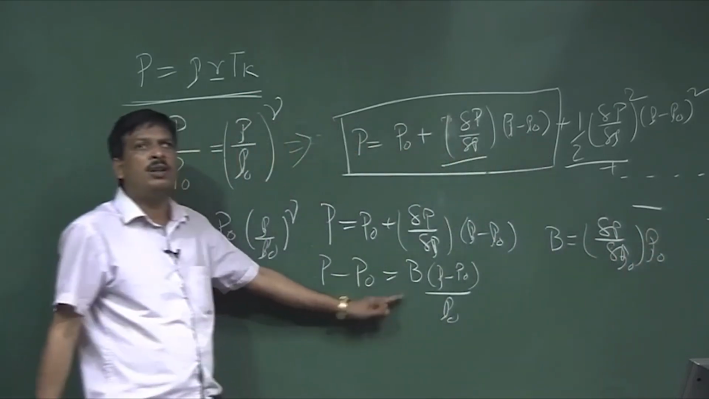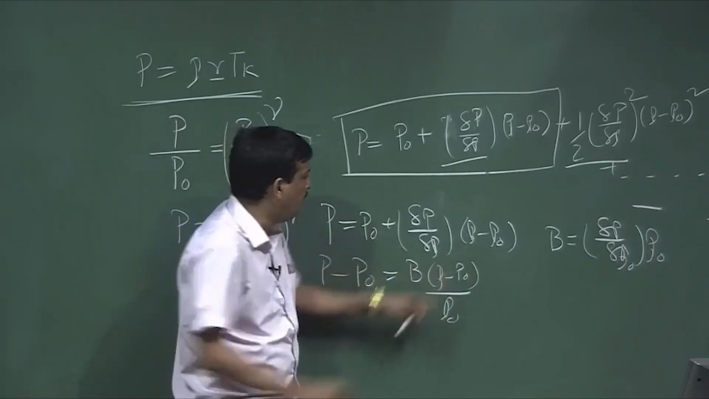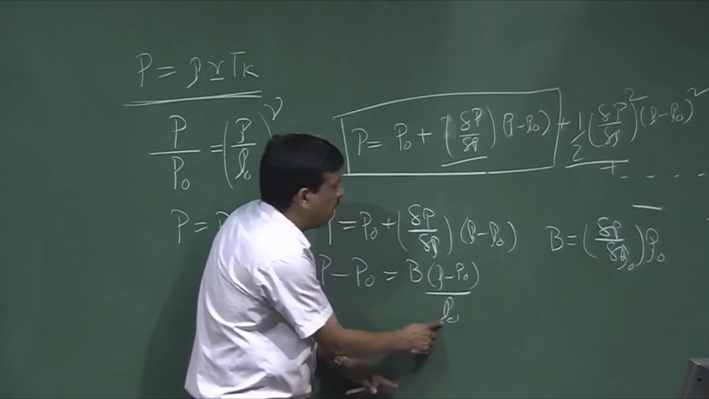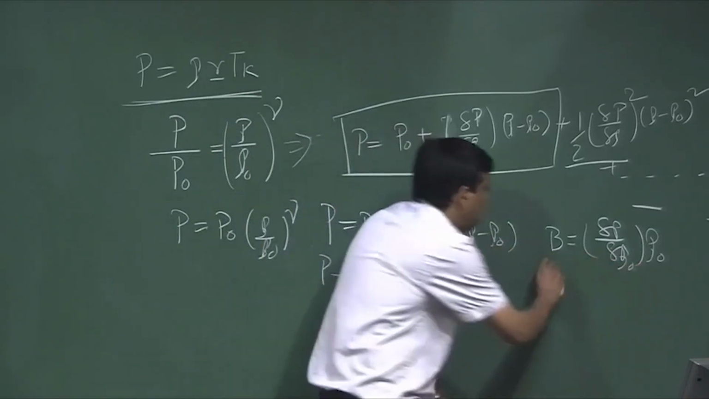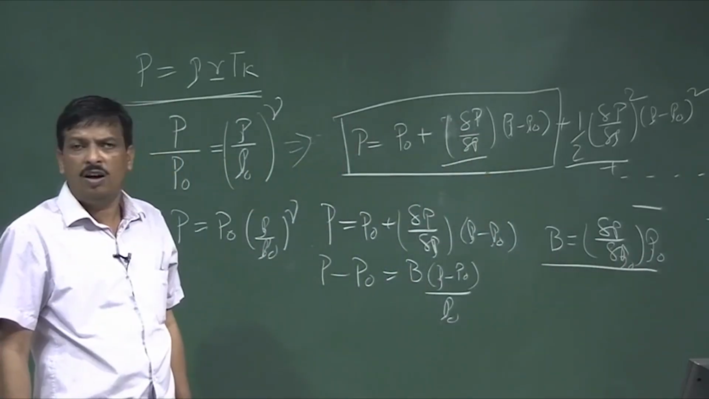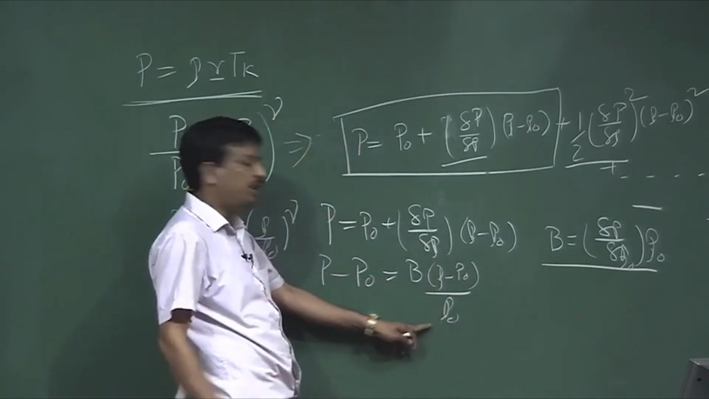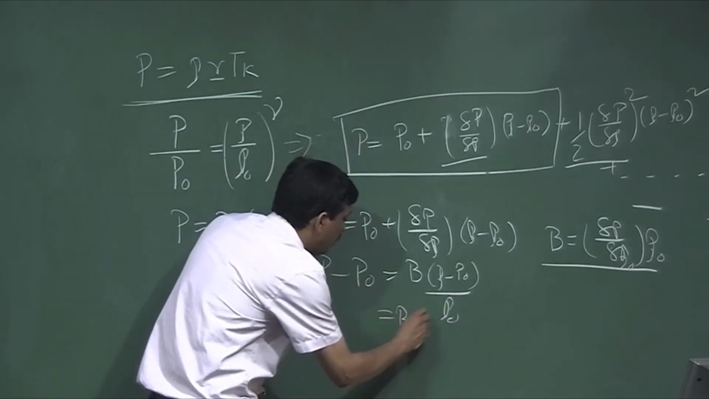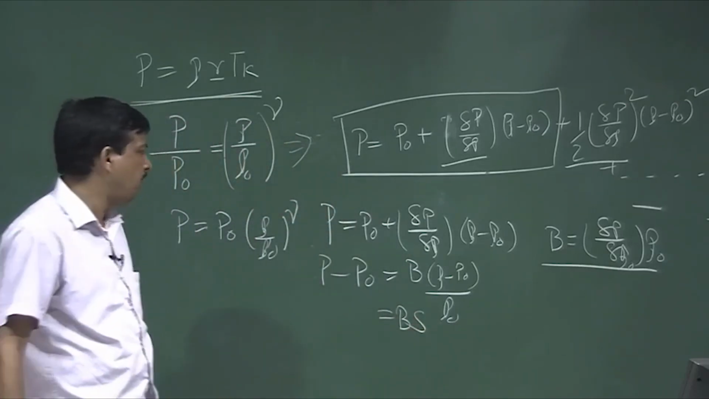Del P by del rho into rho 0, because I am considering B into rho minus rho 0, so I am dividing with rho 0, so it will be multiplied by rho 0. Okay. So B is called bulk modulus, and rho minus rho 0 divided by rho 0 is nothing but the condensation S, so B into S.